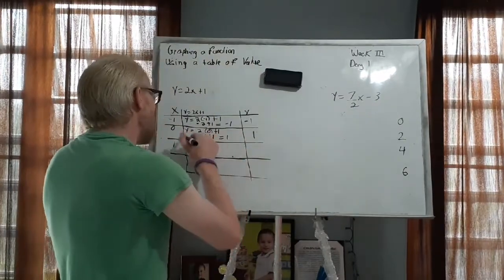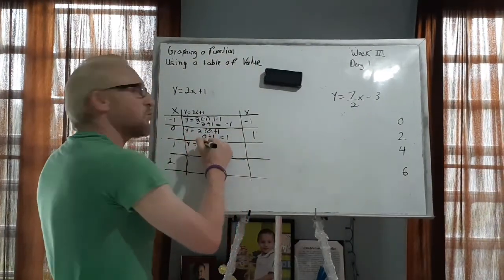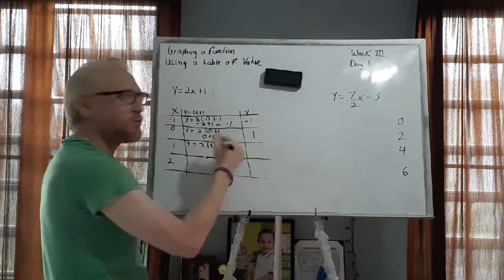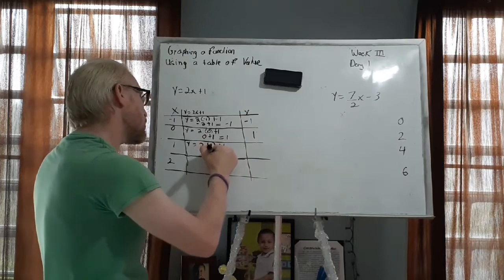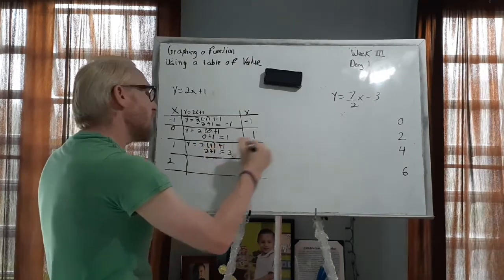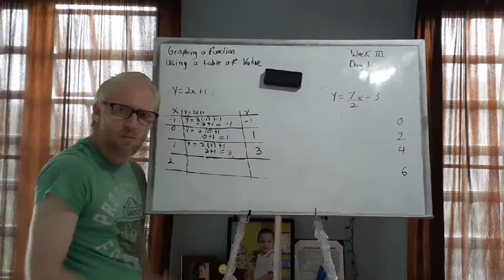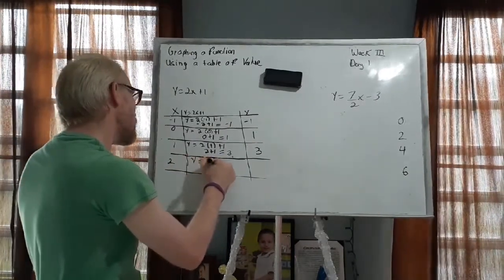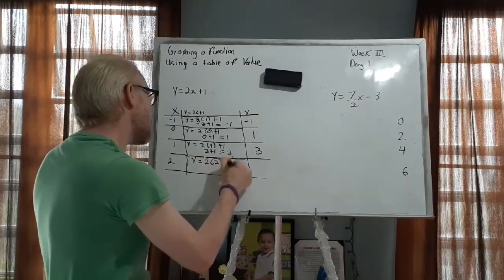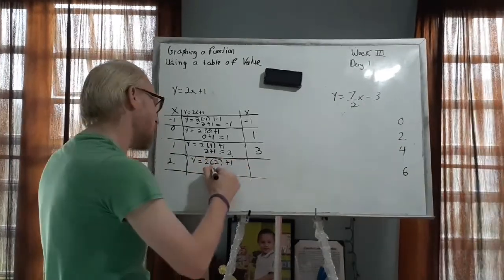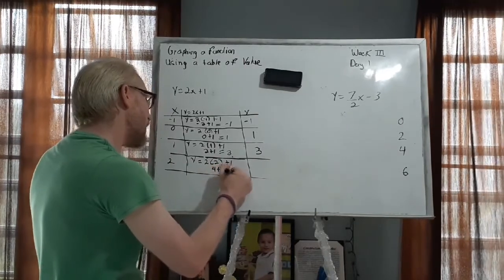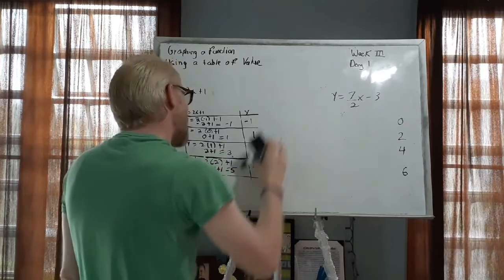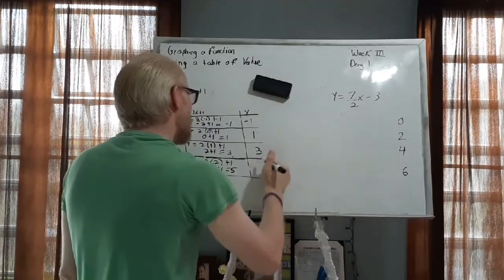And then I'm going to do the same thing here. So y equals 2 times 1 plus 1. So 2 times 1 is 2, and 2 plus 1 equals 3. And that would be 1 and 3, and that would be my other ordered pair. And I'm going to do the same thing with 2, and y equals 2 times 2 plus 1. So 2 times 2 is 4. 4 plus 1 equals 5. So that'd be 2 and 5. When x equals 2, y equals 5.